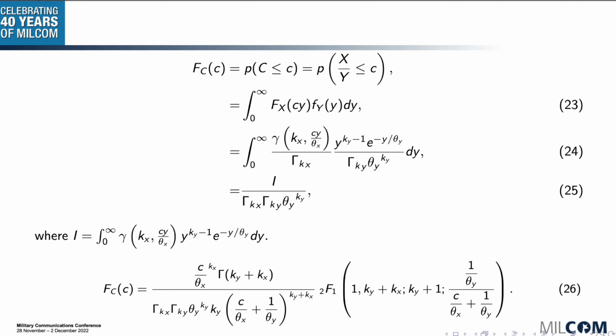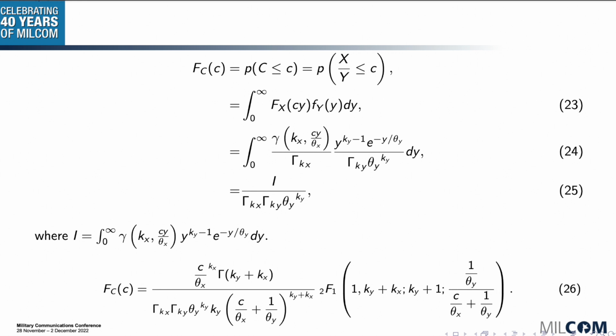After substituting f_x and f_y, which we have derived earlier, we get the simplified expression for the cumulative distribution function, which is I divided by gamma k_x, gamma k_y, theta_y power k_y, where I represents the integration from 0 to infinity of gamma k_x, cy divided by theta_x, y power k_y minus 1, e power minus y divided by theta_y dy. As I is in terms of the integration, we can evaluate this I part by considering the Gauss hypergeometric function. And finally, we are able to get F_c, which you can see in the 26th equation.